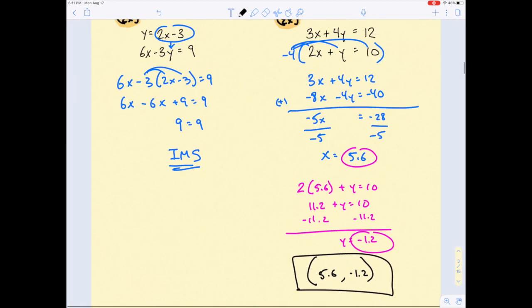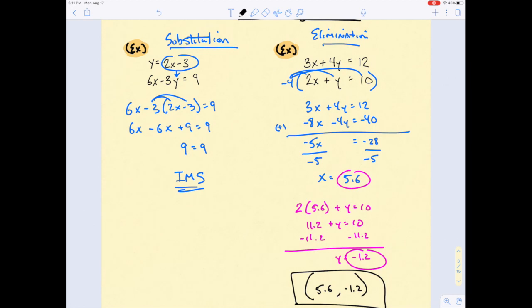Though I'm not going to show this in this video, if I were to check this answer, I would take my 5.6 and put it here. Take my negative 1.2 and put it here, and then that better equal 12. And if it does, yay, I'm halfway there. Now I can go ahead and put my 5.6 here, my negative 1.2 there, and once again, it better equal 10. Calculators are really helpful for this, graphing calculators especially, and if that works, that means it checks and you have the correct answer.